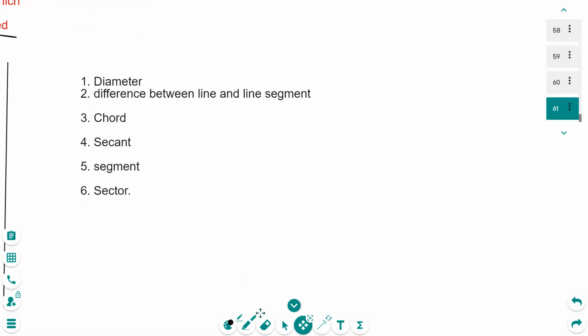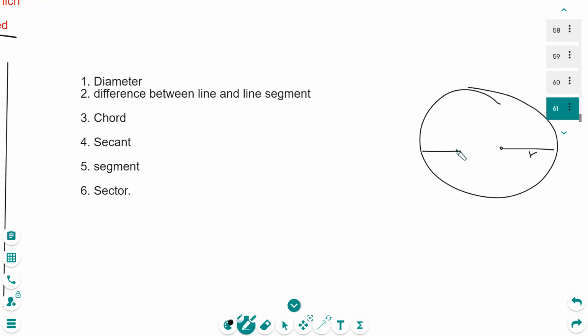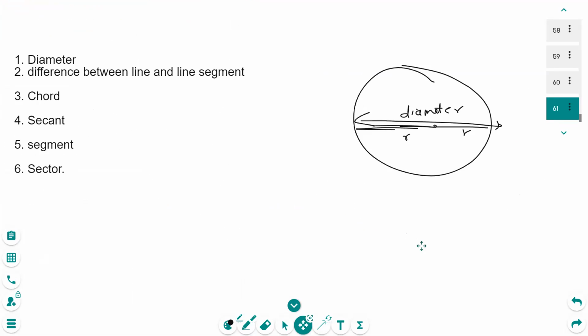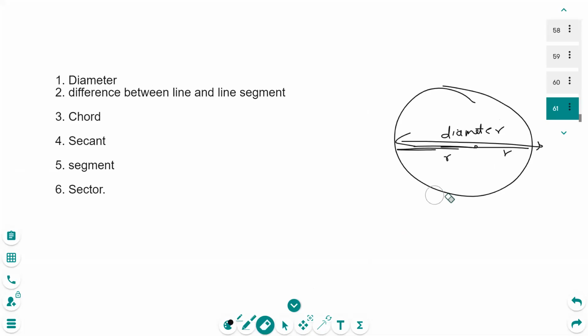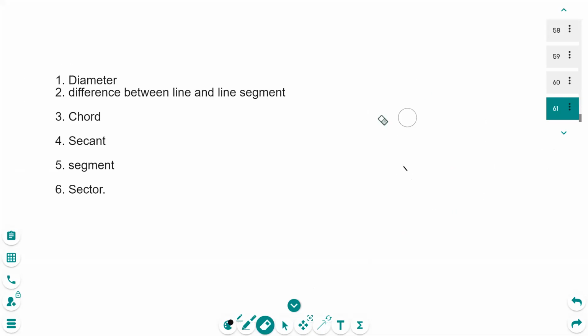So first of all, diameter. You people already know what the diameter is. When we double this R thing, we get a new thing called 2R, that's diameter, right? Now that's not everything about diameter. We will talk more about diameter, but first we need to talk about something else. So diameter is equal to 2R, that we know. Now, can you tell me what is the difference between line and line segment?